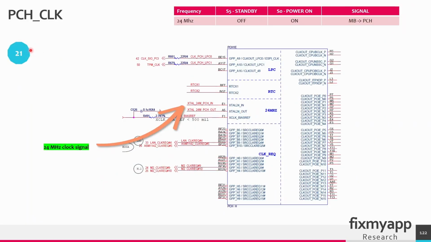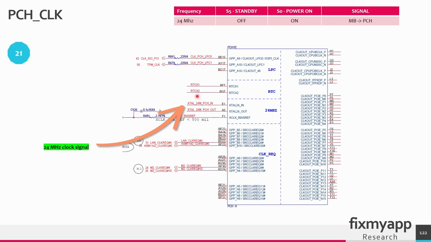In power sequence 21, the PCH clock signal has to be generated of 24 MHz. So in the standby state, there is no signal created, and in the power on state, the 24 MHz signal will be generated. When the signal comes from the motherboard, it will go to the PCH. This is the PCH chipset, and at these pins, the 24 MHz clock signal will be generated.